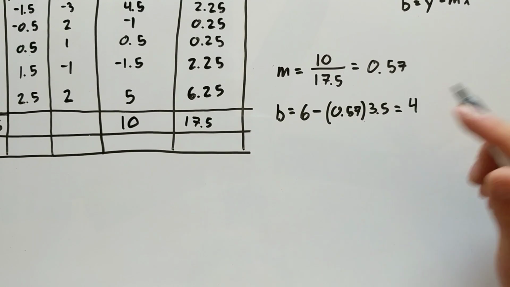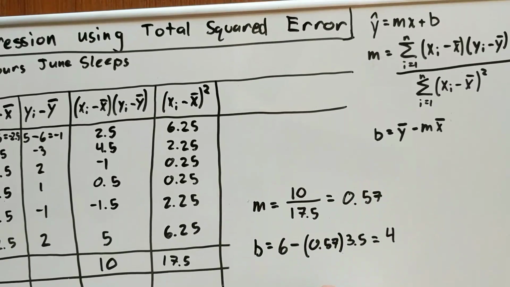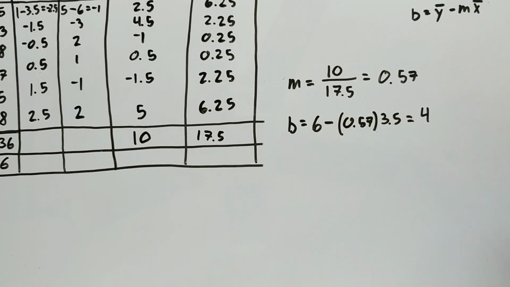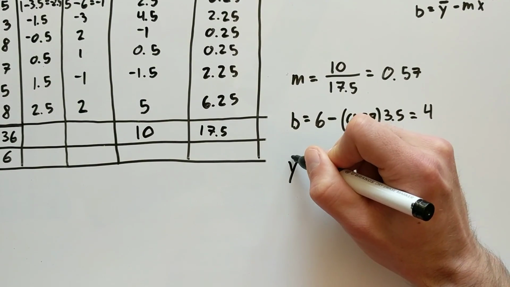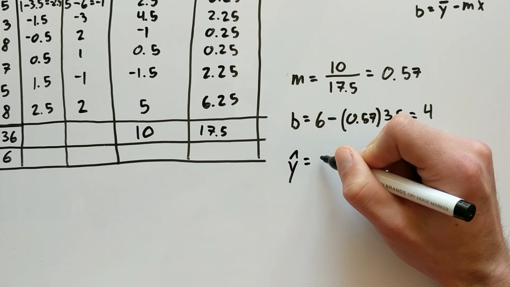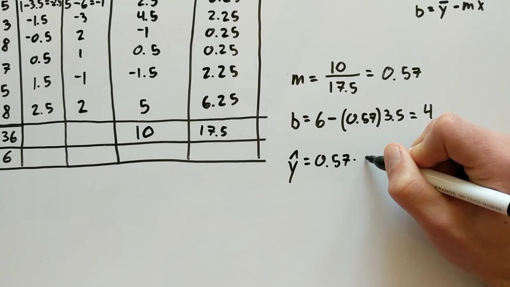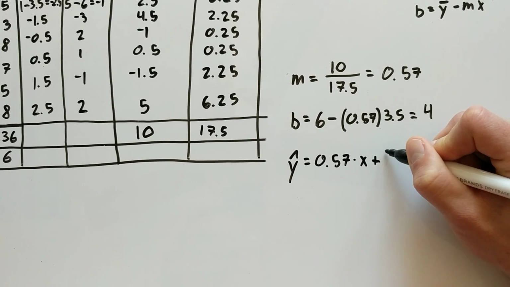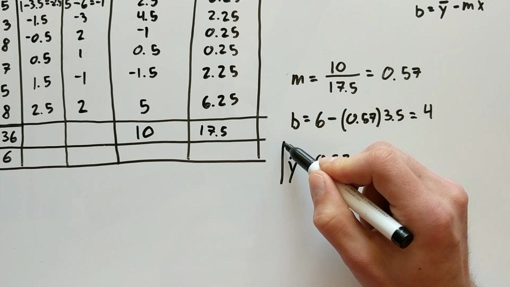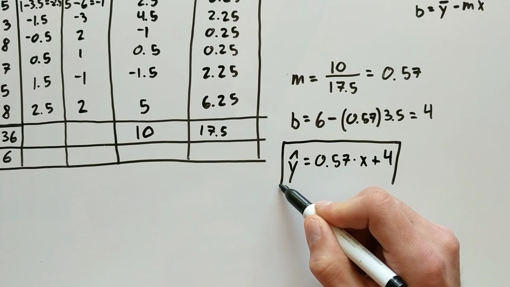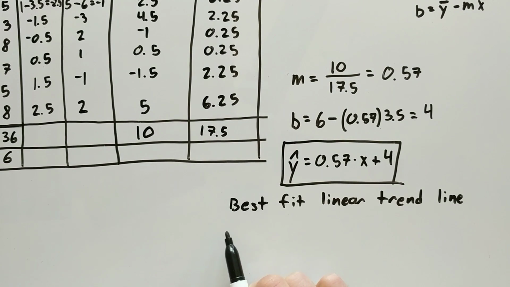We have now calculated our y hat equation for this example. So y hat is equal to 0.57 times x plus 4. And this is our best fit trend line.